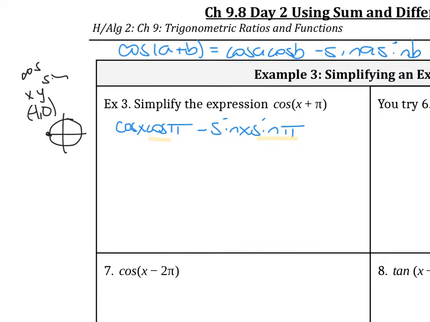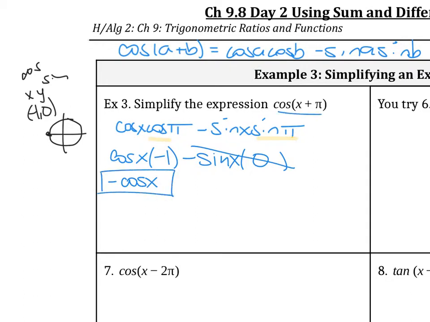So let's fill this in. We know cosine of x, we could just leave that there, but cosine of pi is -1. And then minus sine of x times sine of pi, which is 0. So negative sine of x times 0 becomes 0. So this answer is just negative cosine of x. So that is this simplified.